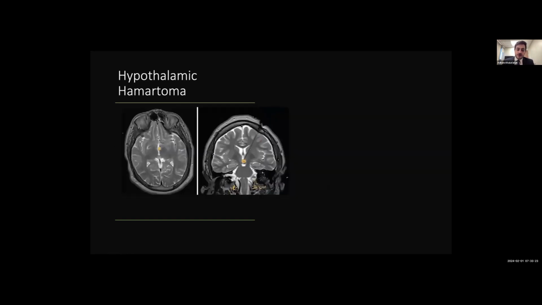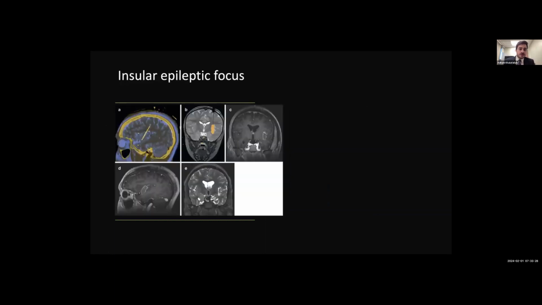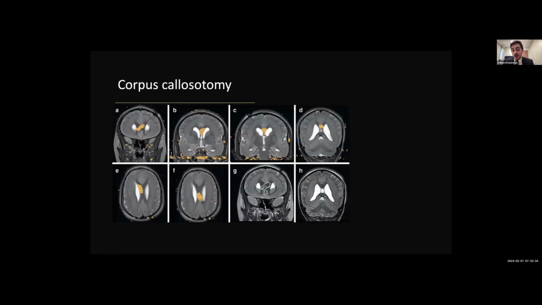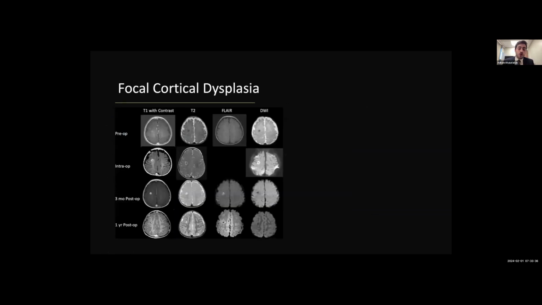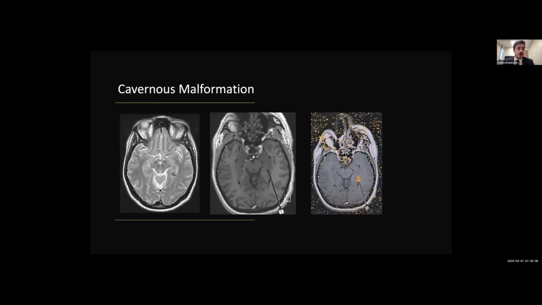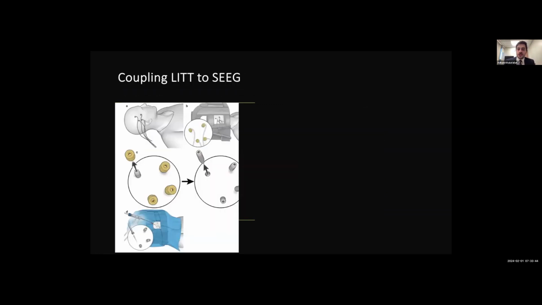I'm going to talk about different epileptic foci and different tumors. I already mentioned the hypothalamic hamartomas being addressed by LIT. This is an insular epileptic focus being addressed by LIT. Also corpus callosotomies, focal cortical dysplasias, and cavernous malformations. One of the interesting uses of LIT now is coupling it with SEEG. You can plan ahead of time so that when you place your SEEGs, once you define your focus, you can use the same burr hole to provide the patients with LIT.